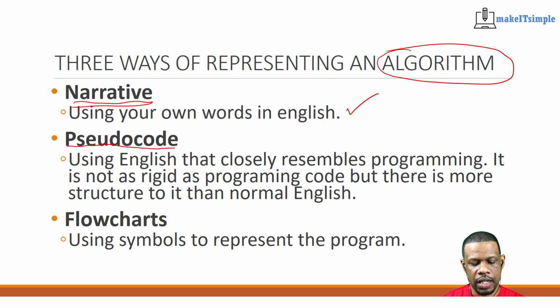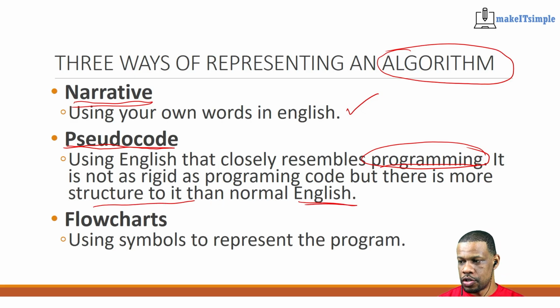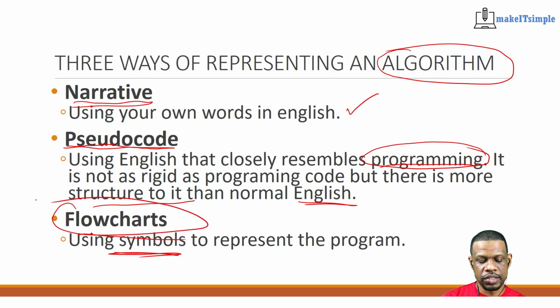The next way you could represent the algorithm is pseudocode. Pseudocode is English that closely resembles programming, so it's closer to how the computer will understand things, but it still has a little bit of English. So it's like the middle ground between computers and English. It's not as rigid as programming code, but it has more structure to it than just normal English. So that's how that works. And then flowcharts will be representing it using symbols. Now the reason we might use flowcharts is because some people may not understand the actual words, but if they see symbols, it's easier to follow depending on where you come from.